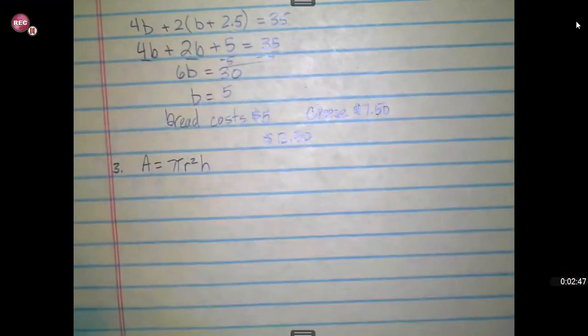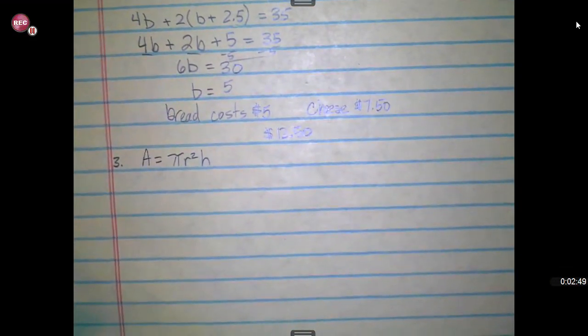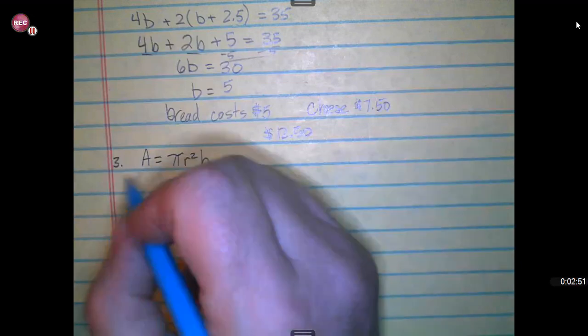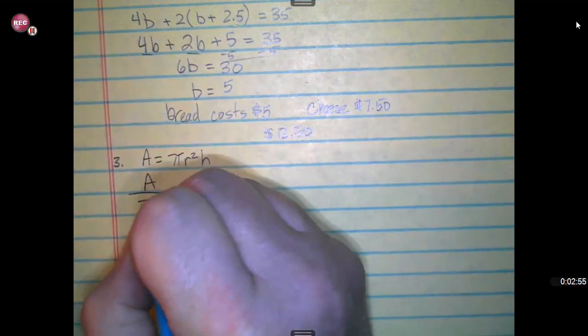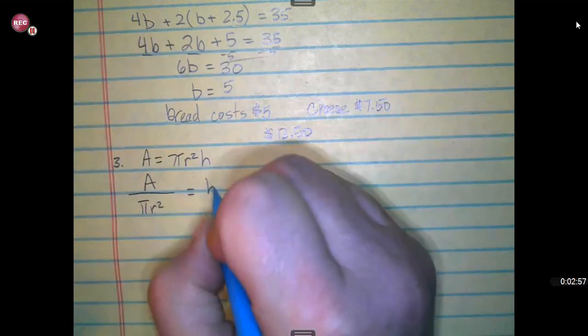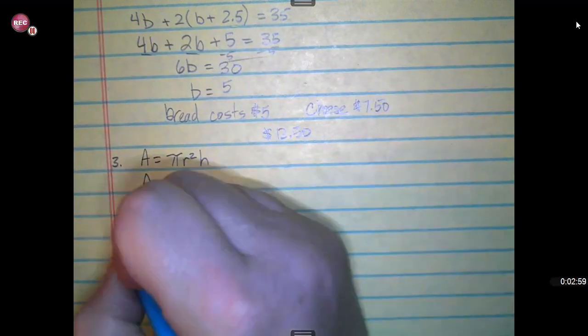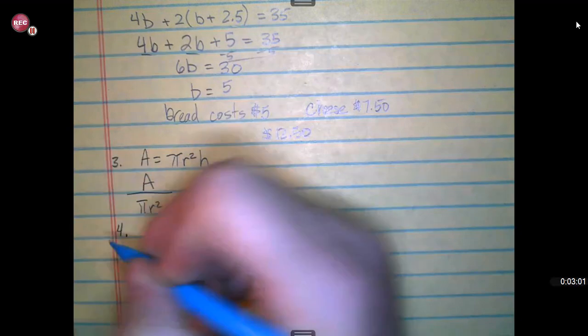Solve the given formula for H. A equals pi r squared H. Okay, so I want to get rid of the pi and the r squared. Obviously, I'm going to divide. So A over pi r squared equals H. Number 4.